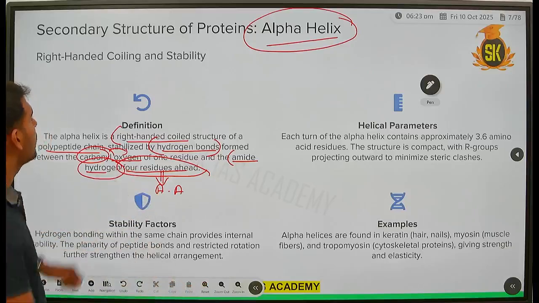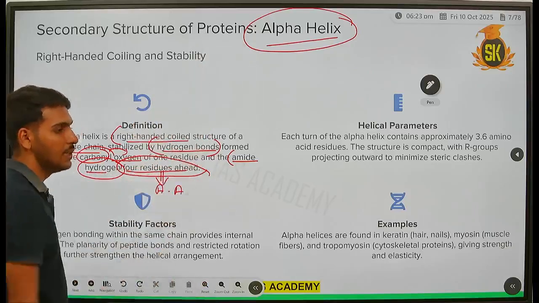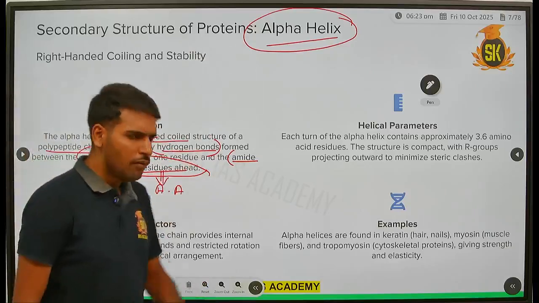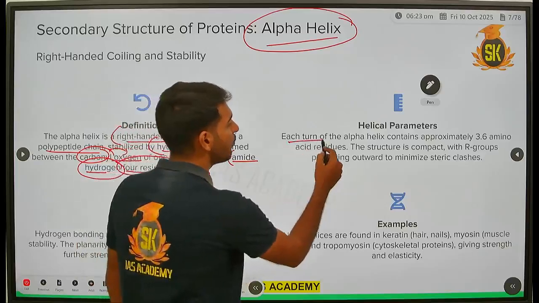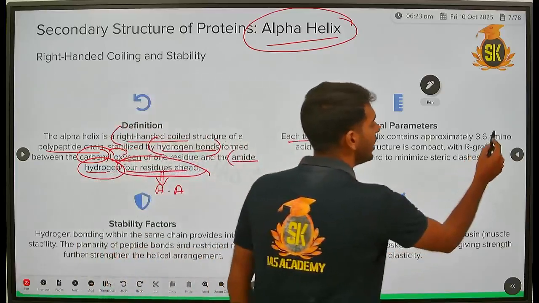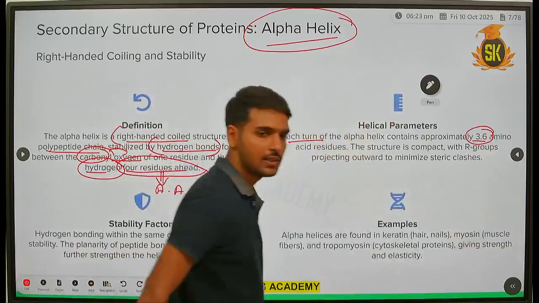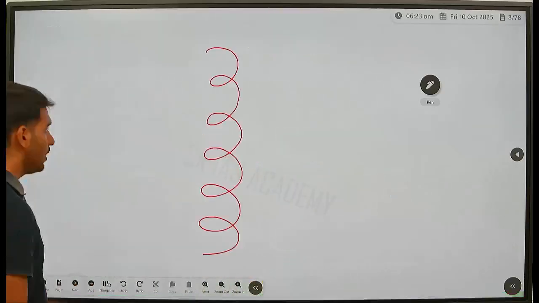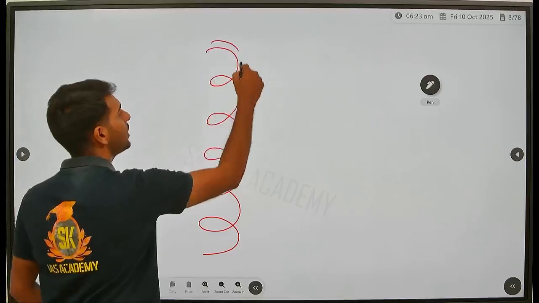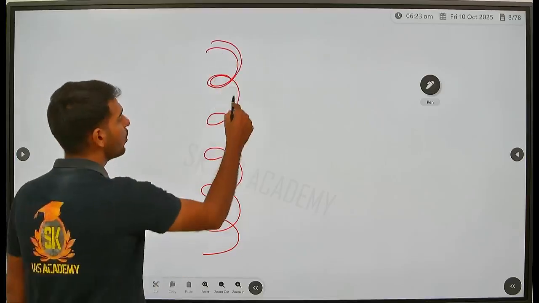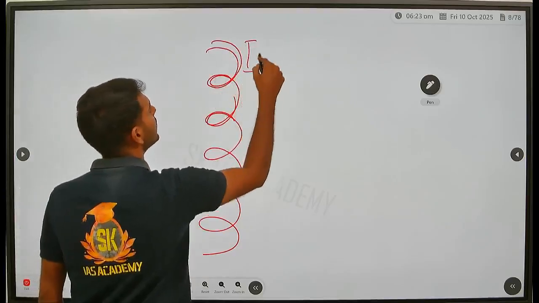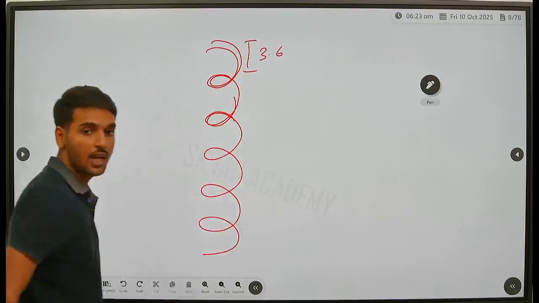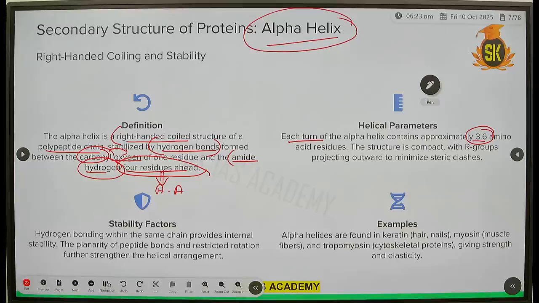Okay, so this is your alpha helix structure. Very important point here to notice, each turn of the alpha helix contains approximately 3.6 amino acids. This is a turn, right? This one is a turn. This one is a turn. This one over here, how many amino acids are there? 3.6 amino acids are present.